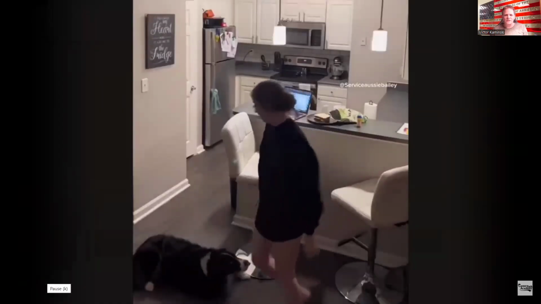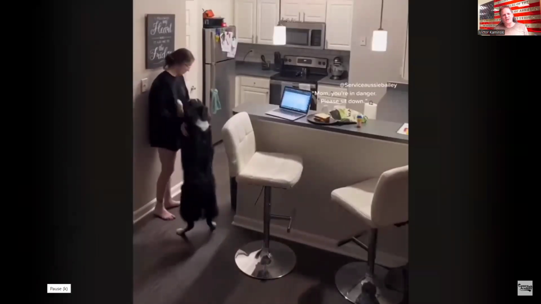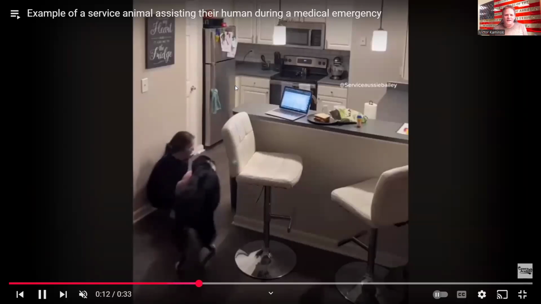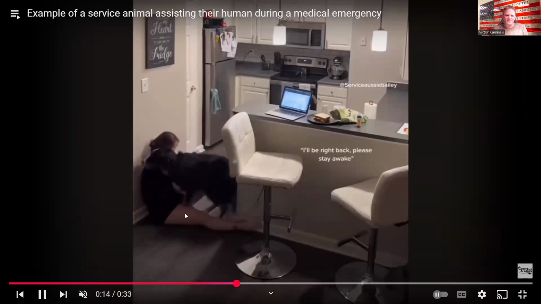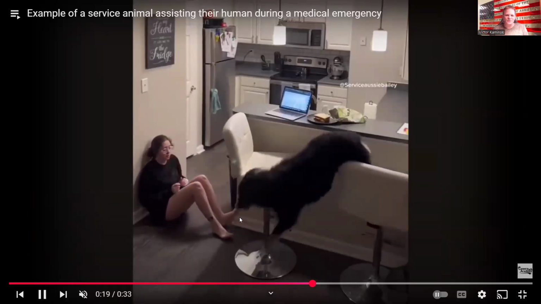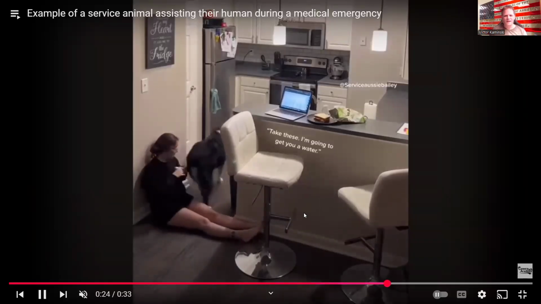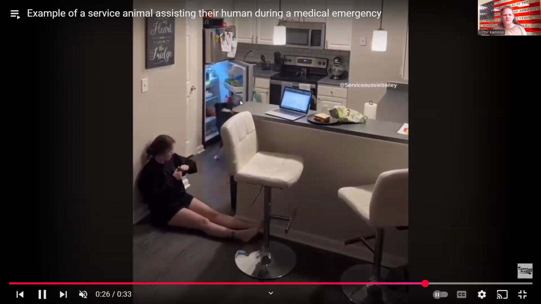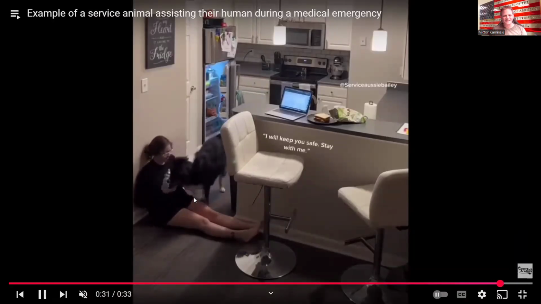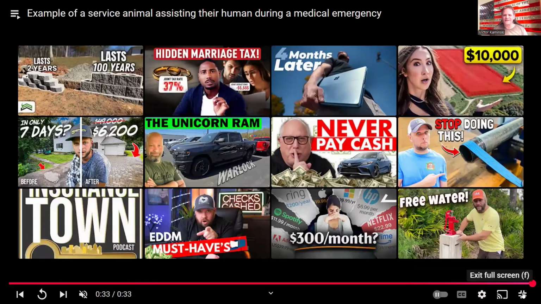Okay, you've got the girl working on her computer at home. The dog gets her attention because he notices something is up with her. The dog is telling her to sit down, basically. He'll get her medicine. He jumps up, grabs her medicine, brings it to her. Then he opens the refrigerator to get her a bottle of water, and he sits there with her.